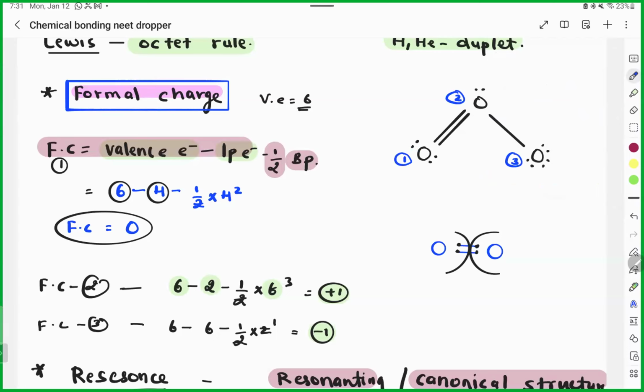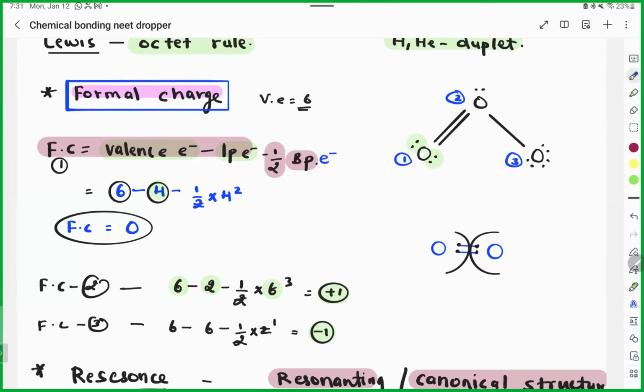What is the method? First, check the valency of the atom. Example, if you take oxygen, for oxygen valency is always 6, because you know oxygen atomic number 8, first shell 2, second shell 6. Then check the lone pair given in the question. In the question, as you can see, there are 4 lone pair electrons. So I wrote 4 lone pair electrons. And now check the number of bond pair electrons.